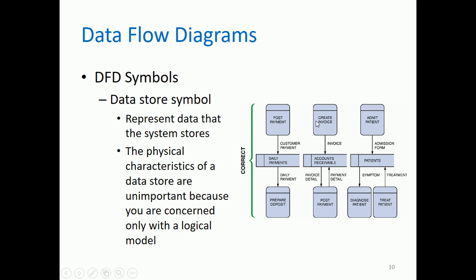Okay, we have this process. Do not assume that this is the whole DFD. These are only snippets of a DFD so that you could have an example, not the generic or very big DFD that you're going to show. So for simplicity, for example, we have a process which is post payment, and its byproduct is customer payment. And then this data will be stored, of course, in the data store, daily payments.